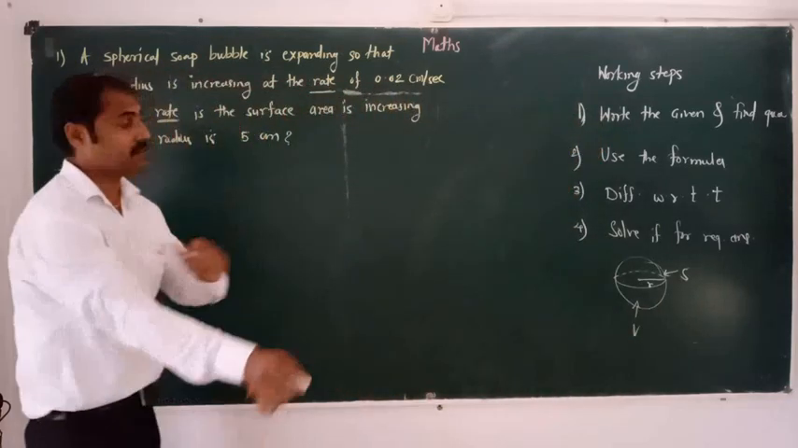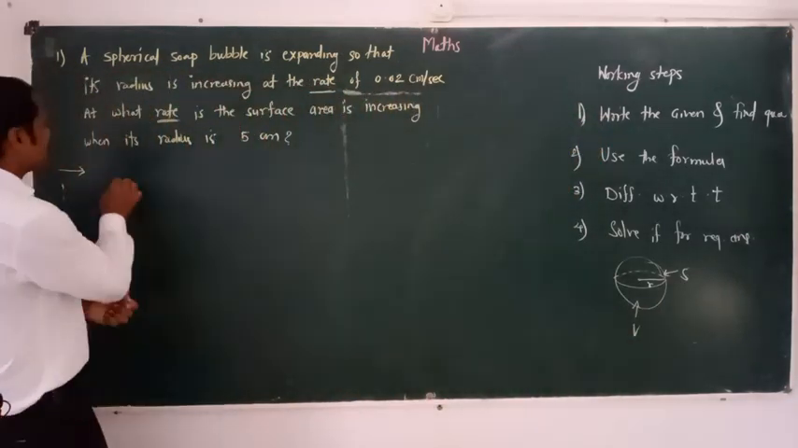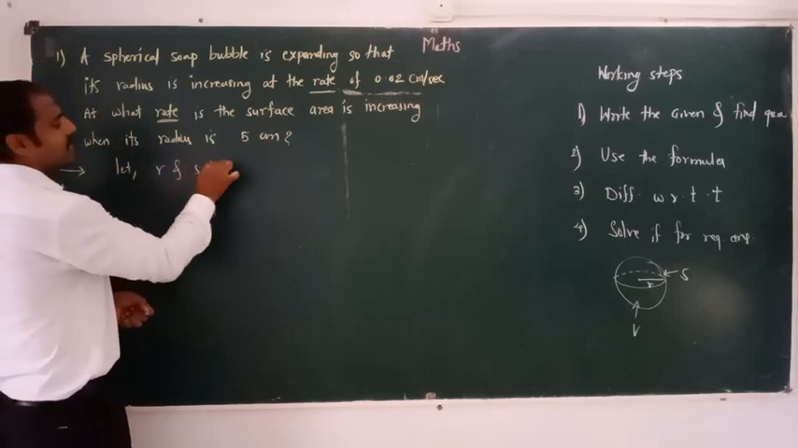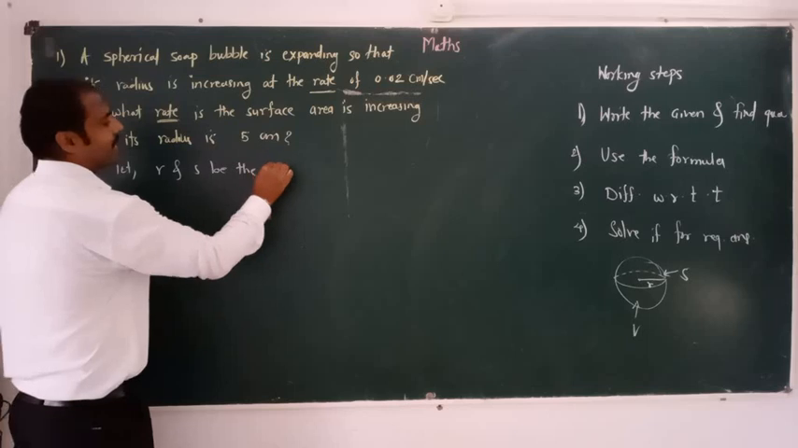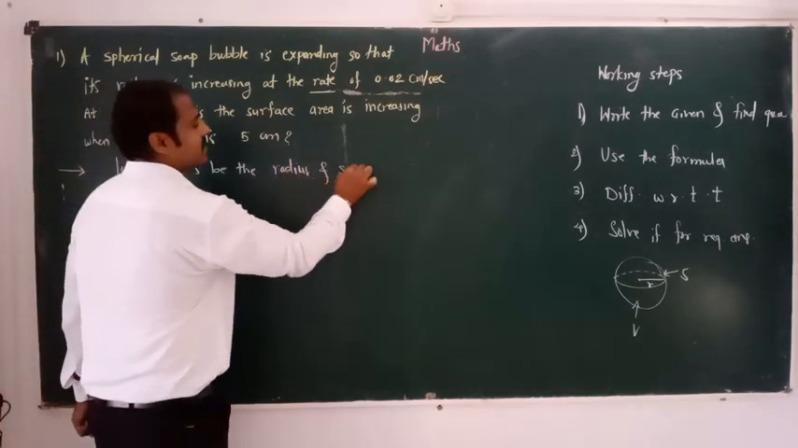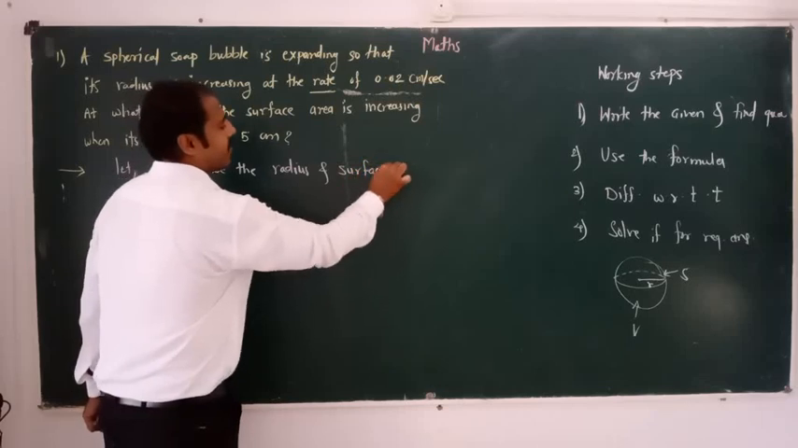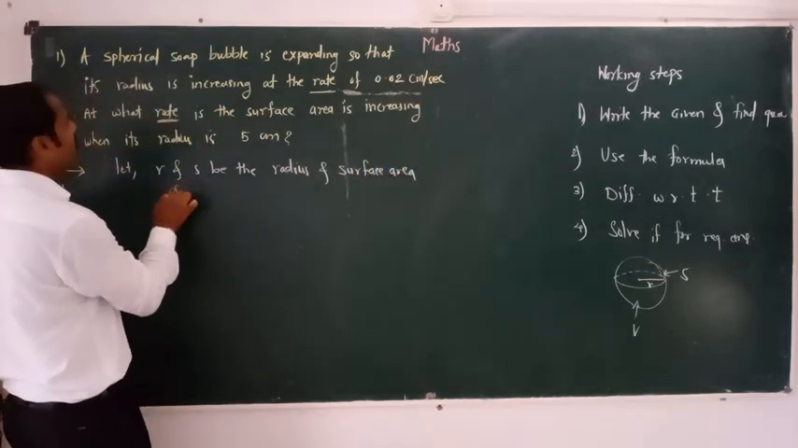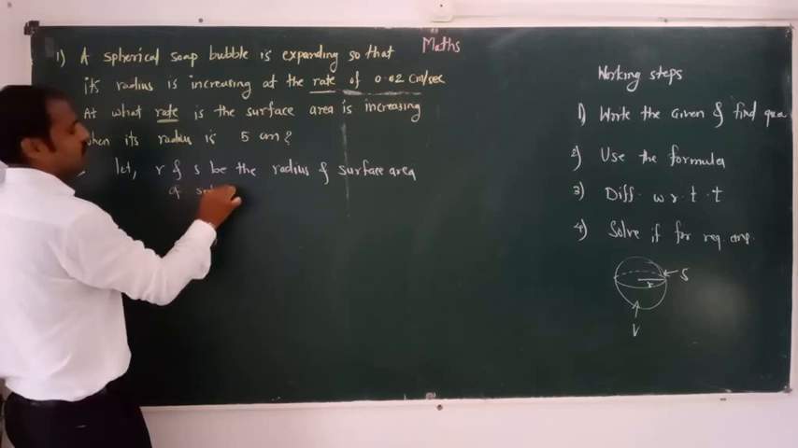So starting with, let r and s be the radius and surface area of spherical soap bubble.